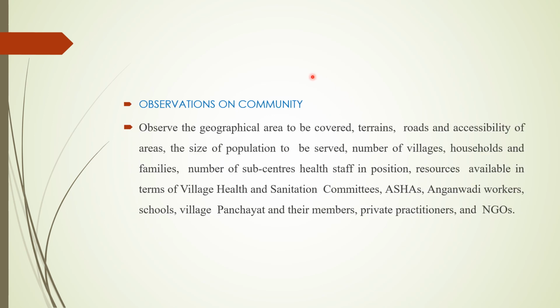The second step is observation of the community. We can observe the geographical area to be covered, terrain, roads, and accessibility of areas, the size of the population to be served, number of villages, households and families, number of sub-centers, health staff in position, and resources available in terms of village health and sanitation committee, ASHAs, anganwadi workers, schools, village panchayats and their members, private practitioners, and NGOs.